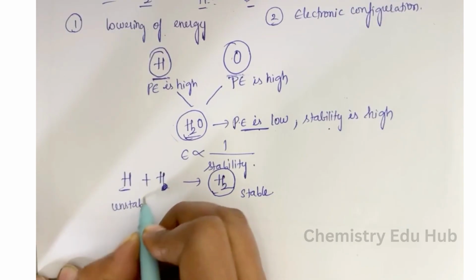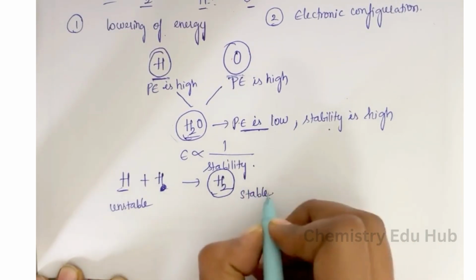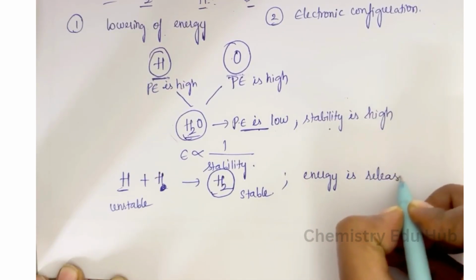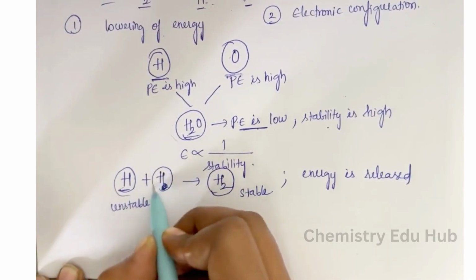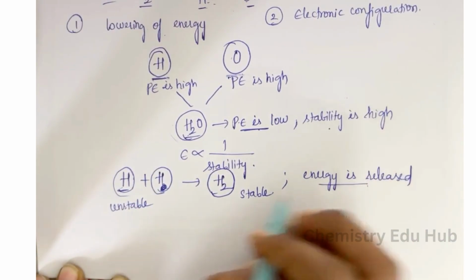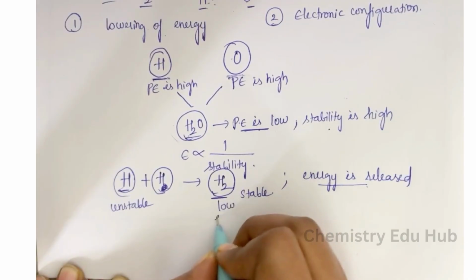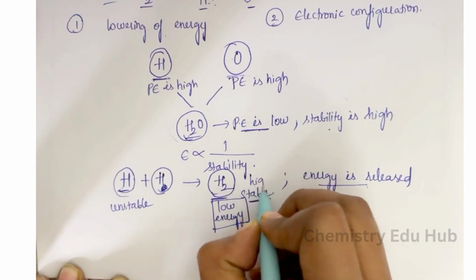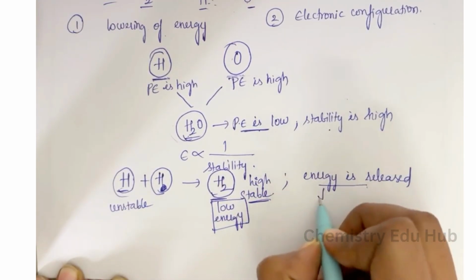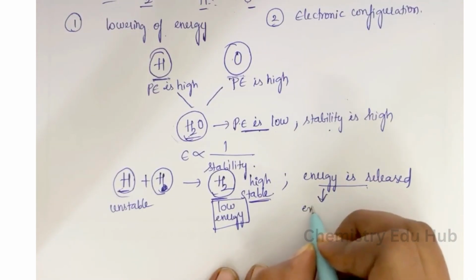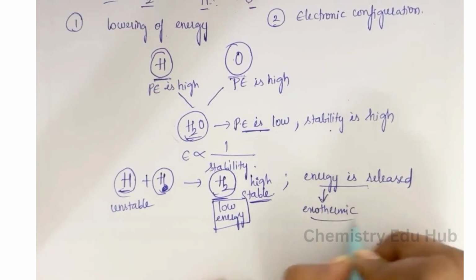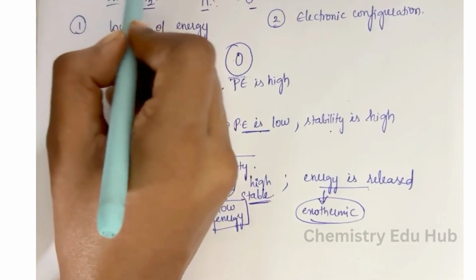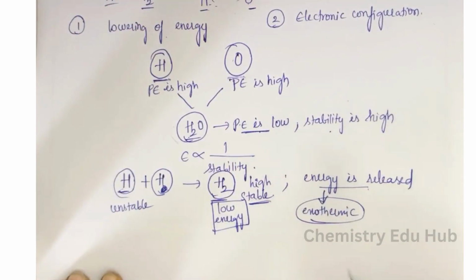These atoms are unstable. Now what happens during the bond formation? Energy is released. The extra energy present in hydrogen atoms is released outside, and hence the H2 molecule is of low energy and highly stable. Such reactions where the energy is released are called exothermic reactions. So chemical bond formation is always exothermic.